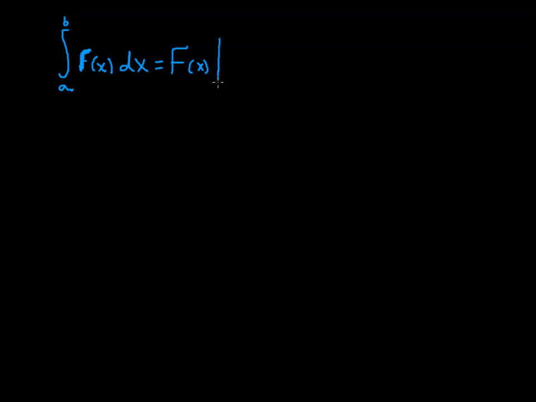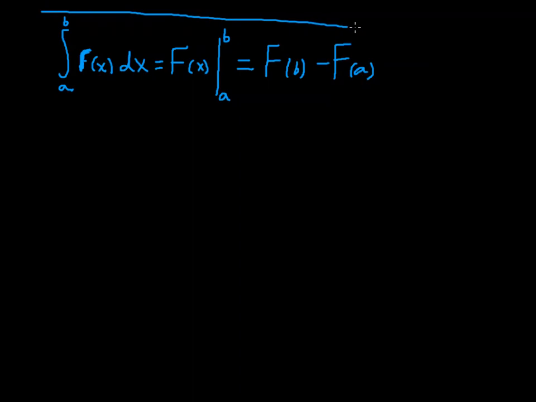And we're going to have this line here. That means we're evaluating it at a and b. And this just means that it is capital F of b minus capital F of a. So this is how we evaluate a definite integral, and then we just have to find this function F.